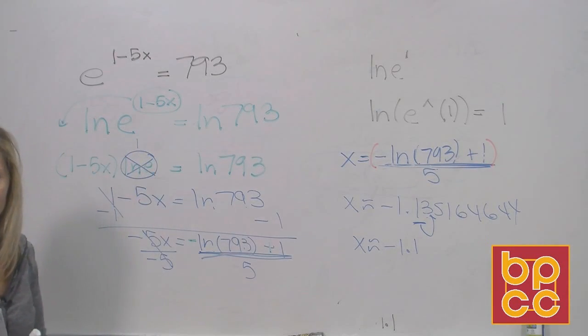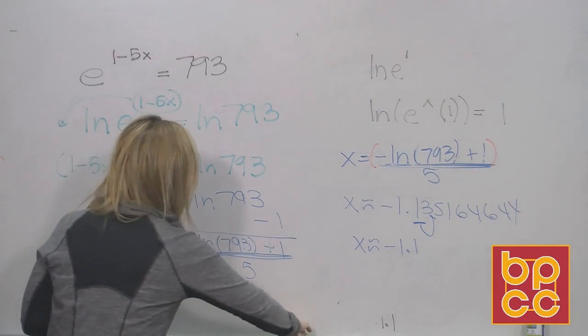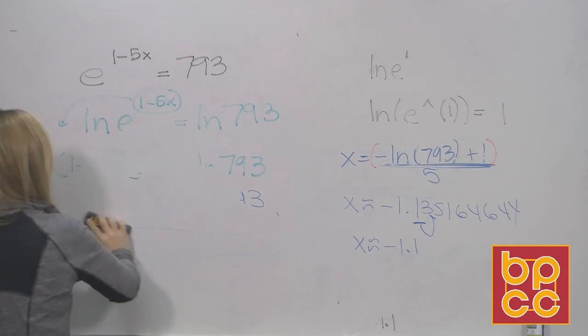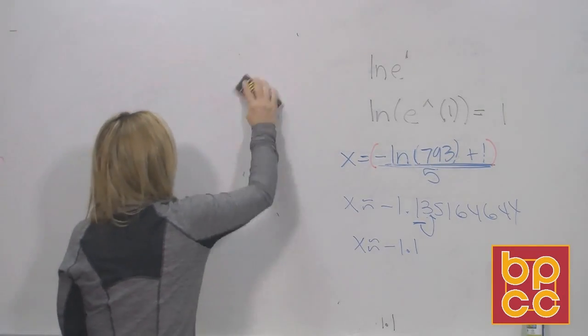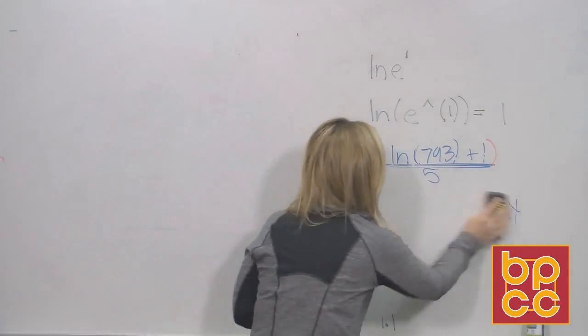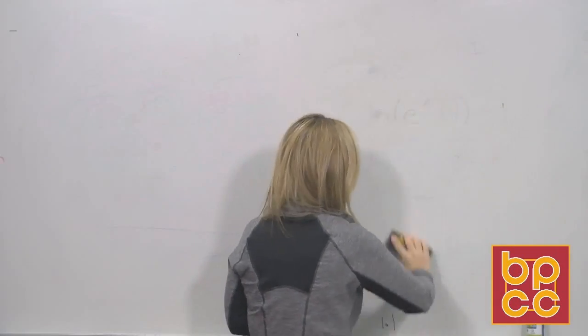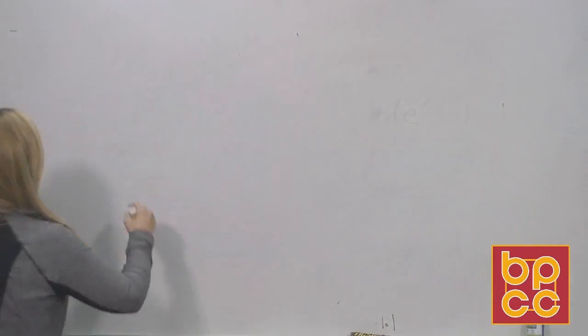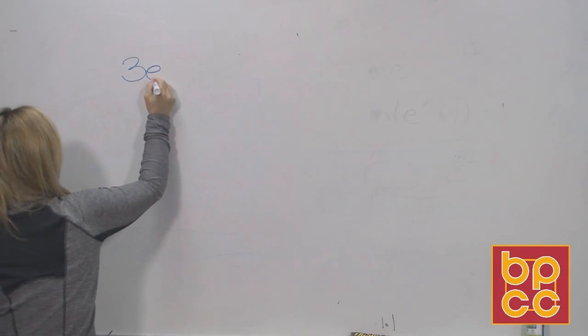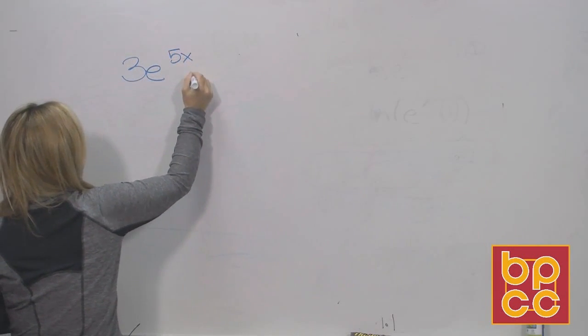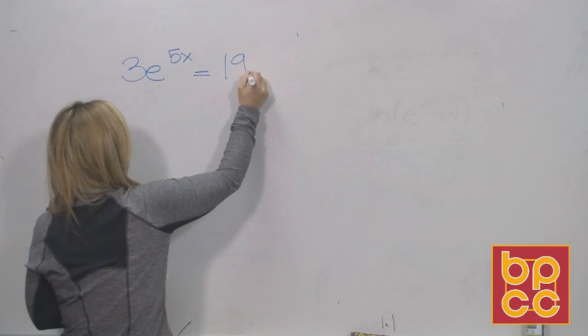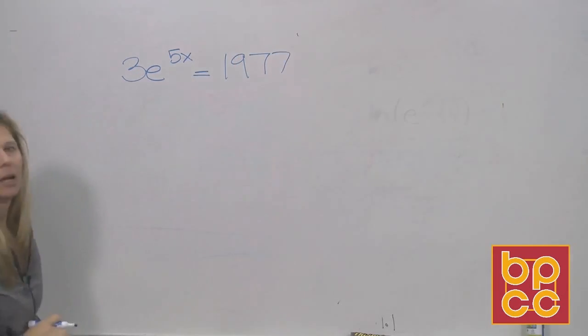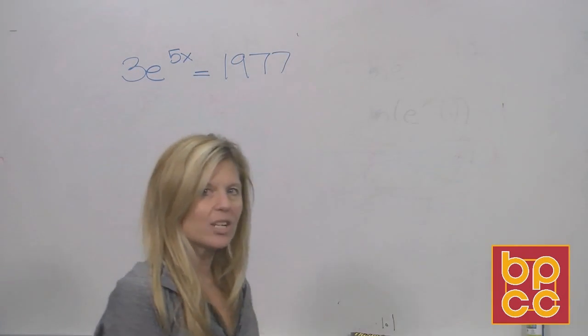Y'all with me? All right, I got one more exponential equation that we're going to solve today. All right, so let's erase. Let's put down the calculator. Okay, our last equation: 3e to the 5x equals 1977. Why is it an exponential equation?